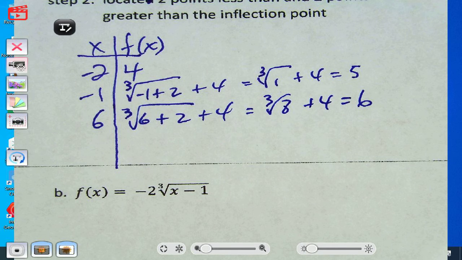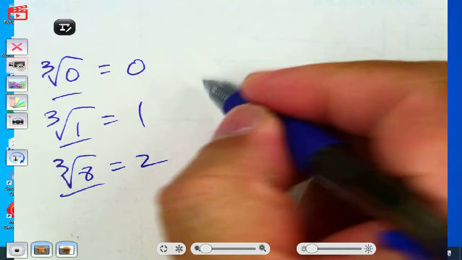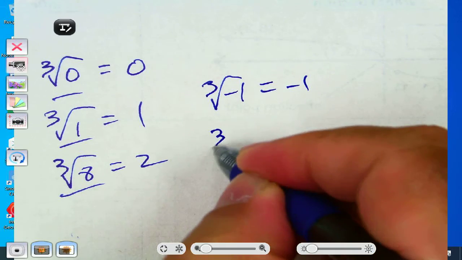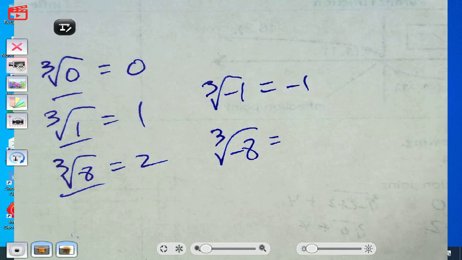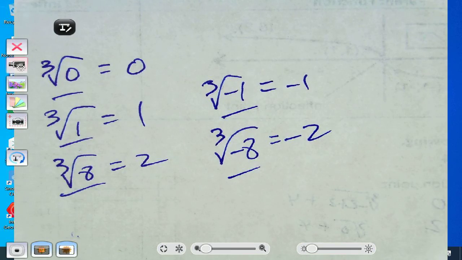Now we go down. All right, now, ready? Okay, I'm going to pause for a little bit, let some people catch up. All right, now, so cube root of 0 is 0. What's cube root of negative 1? Negative 1. What's cube root of negative 8? Negative 2. So now we're going to get negative 1s and negative 8s.